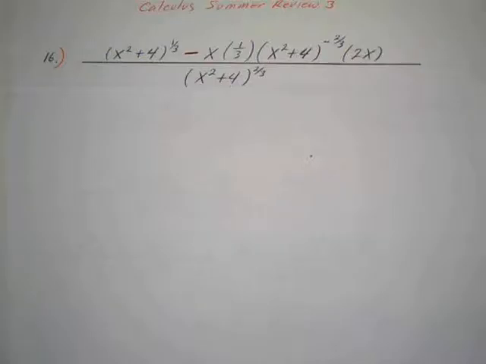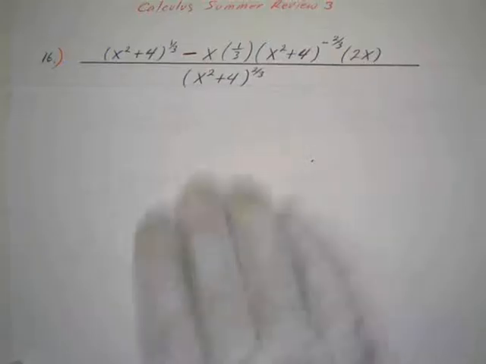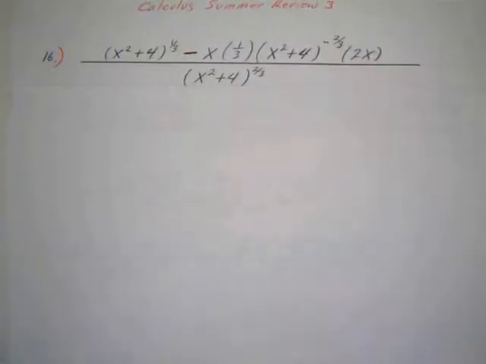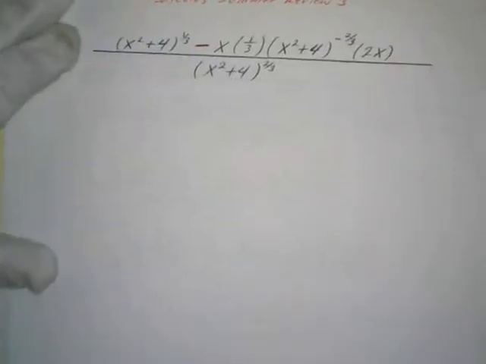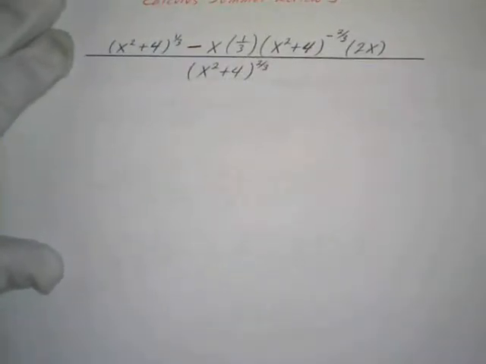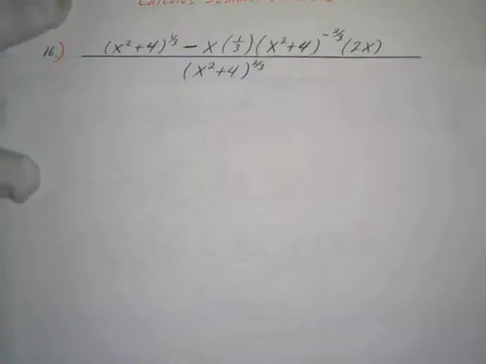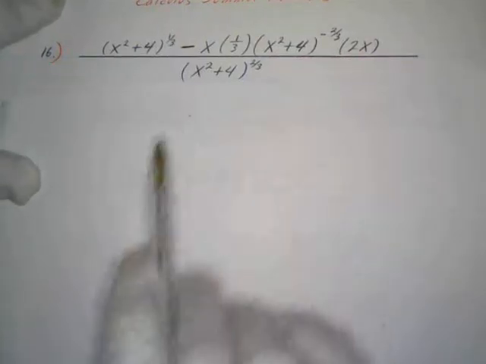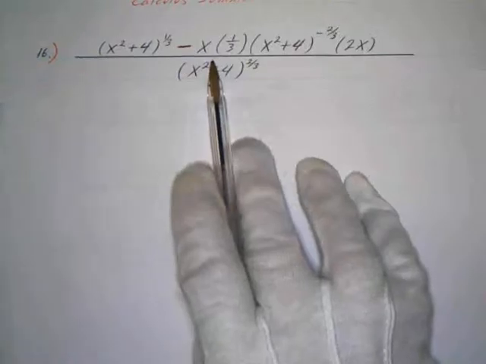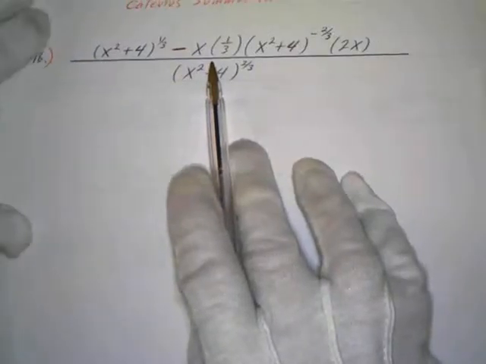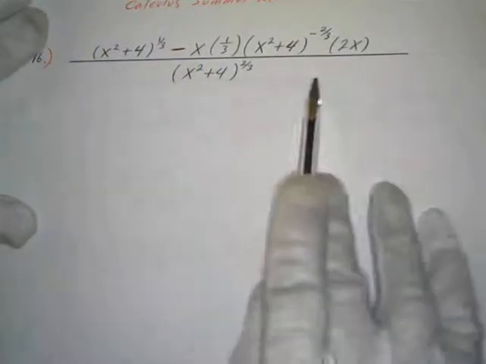Okay, here's number 16, and the last one for some review 3. And again, this looks like this is going to be the result of the product rule here, or I'm sorry, the quotient rule, pardon me. All right. And again, we would get this form after we applied the quotient rule to a function to take its derivative.